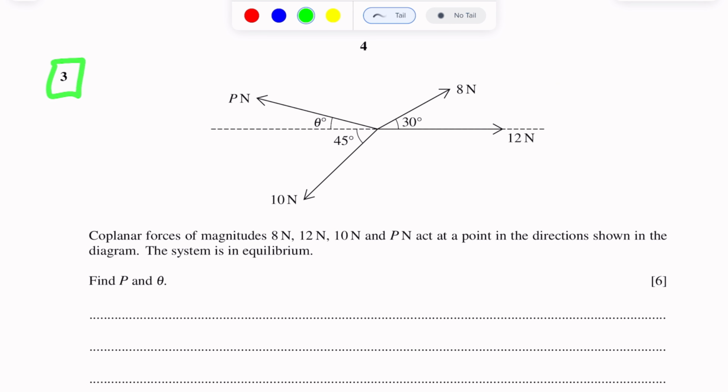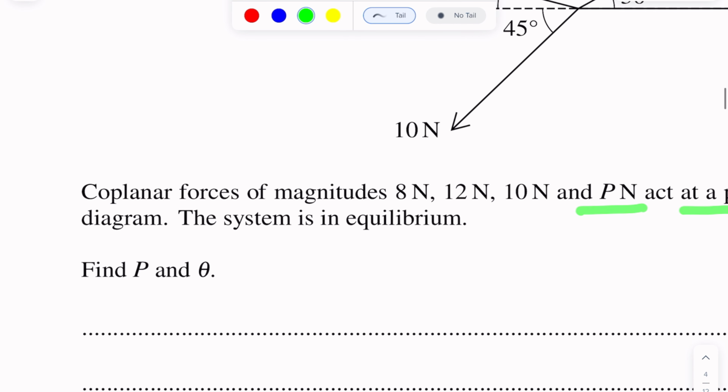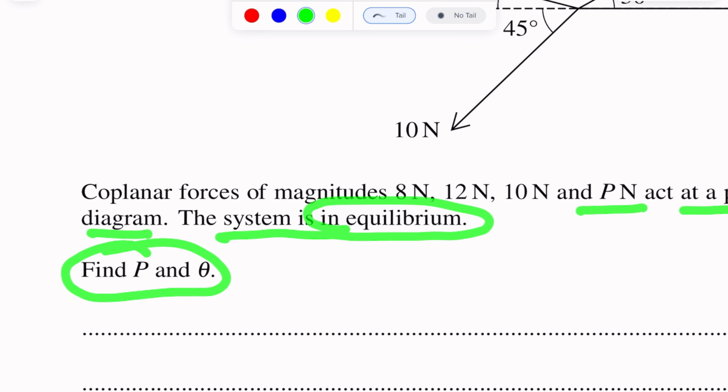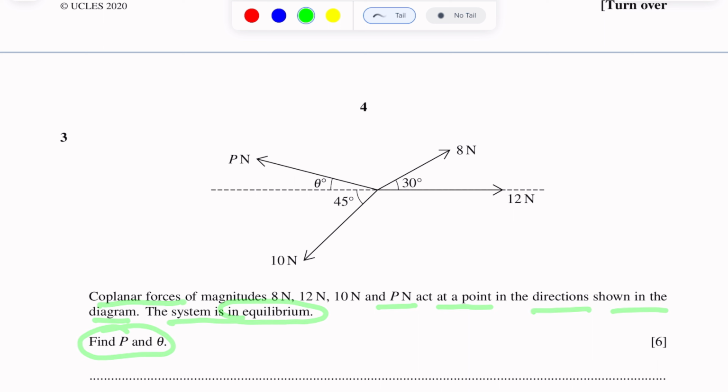Question number 3. This question is from forces and equilibrium. Coplanar forces of magnitude 8 Newton, 12 Newton, 10 Newton, and P Newton act at a point in the directions shown in the diagram. The system is in equilibrium. Find P and Q. Coplanar forces mean the forces acting on the same plane.